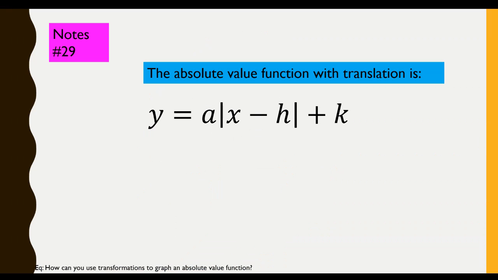Okay, so if you can start writing now, this will be Notes 29 on your paper in the top left. The absolute value function with translations is, so I want you to write that out, and I want you to write it kind of big. And make sure that you write your absolute value bars tall, so they don't look like the number 1. Okay, and I'm going to kind of summarize the notes here for you. You can hit pause if you need a minute to write that down.